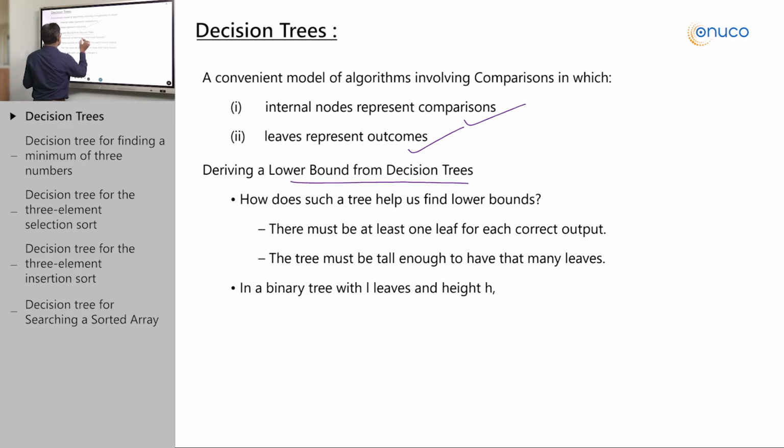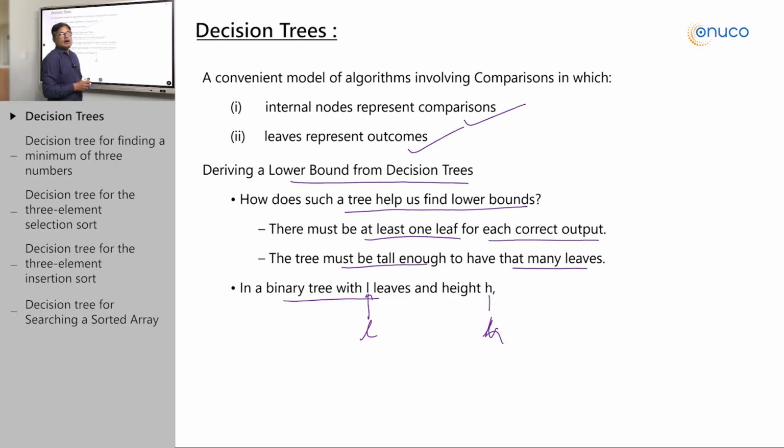Deriving a lower bound from the decision trees. How does a tree help to find a lower bound? There must be at least one leaf for each correct output. If we say at least one leaf, it means we are getting one outcome out of those conditions for sure. And the tree must be tall enough to have that many leaves, meaning many outcomes. Consider binary trees with L leaves and H height.